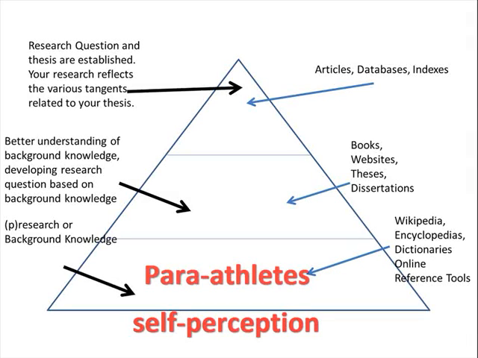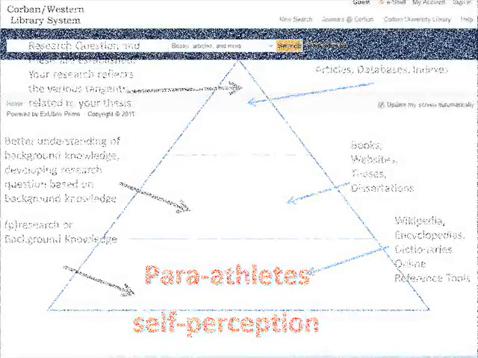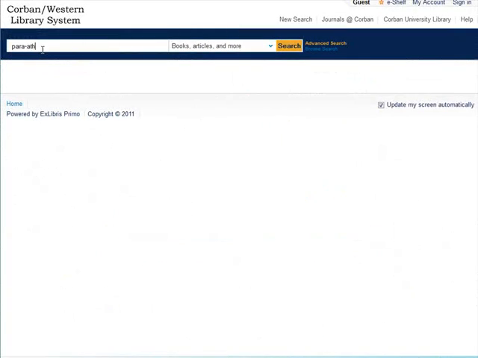For starters, let's look at our two phrases separately. This will not only give me a better idea of what the library has on my topic, but it will also allow me to see how the library has organized my subject area. So let's go back to Corban search and do a search for the phrase para-athletes.